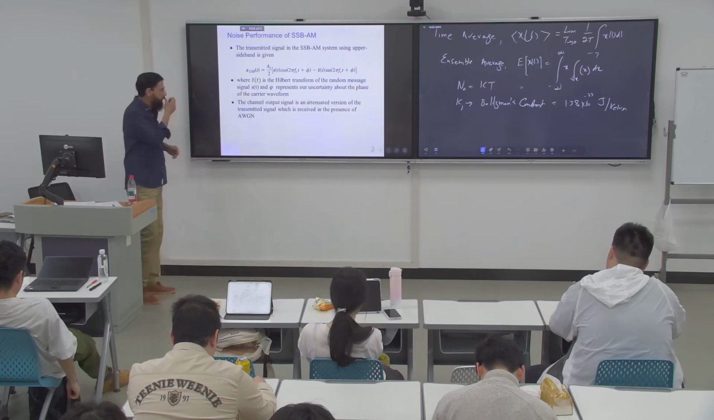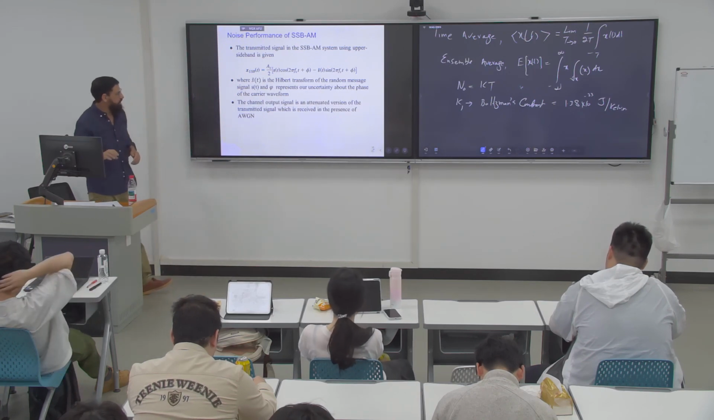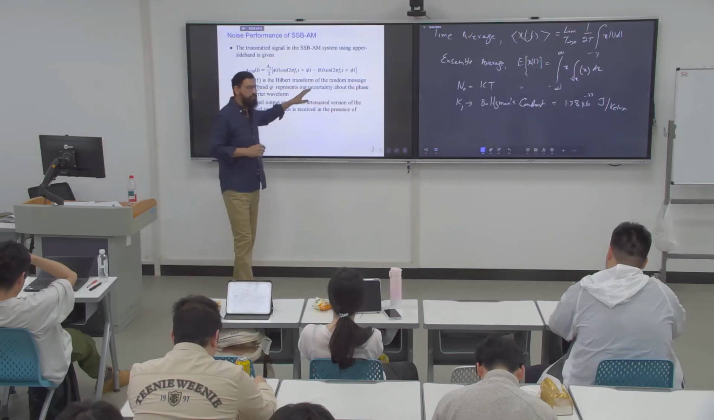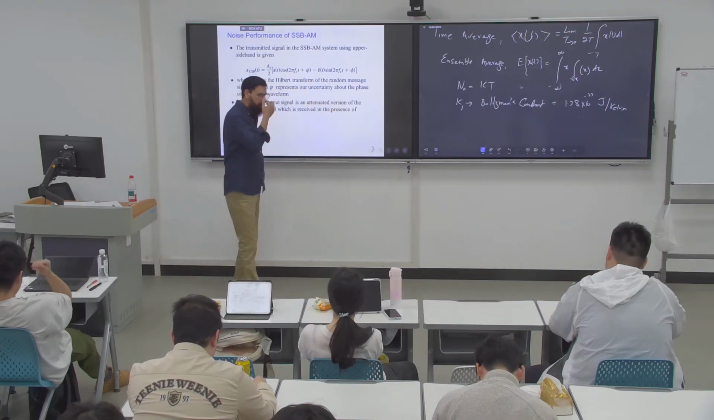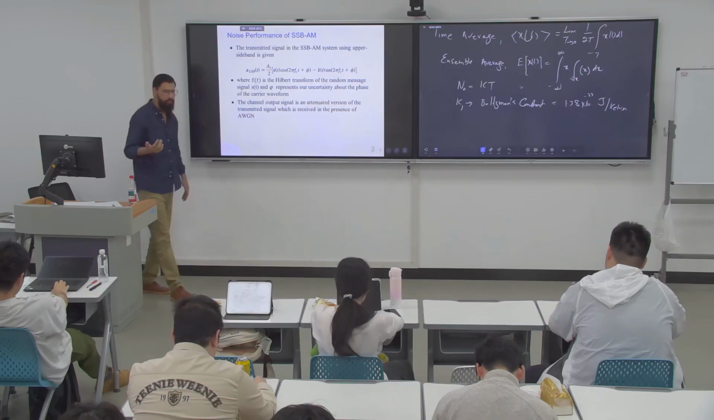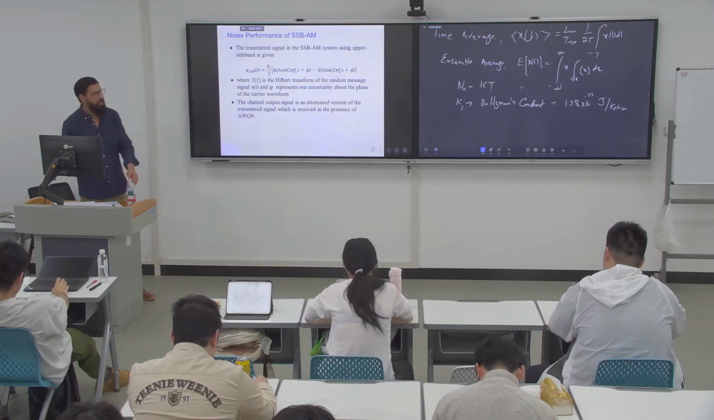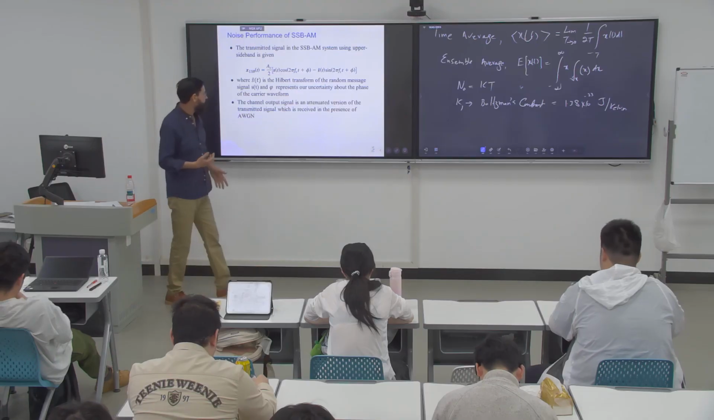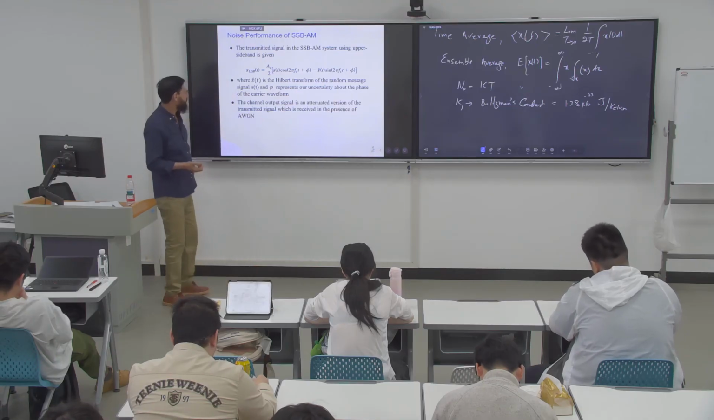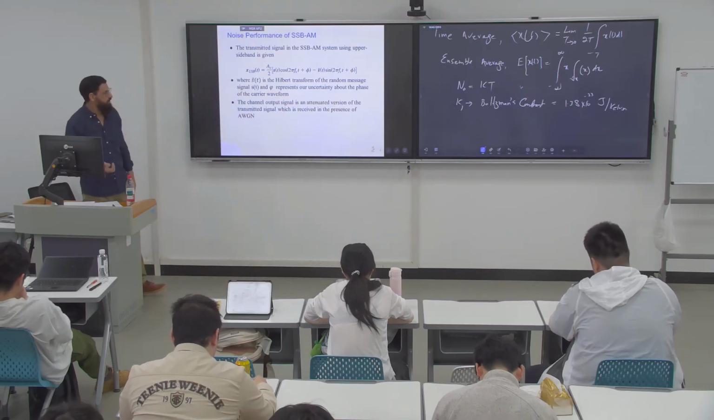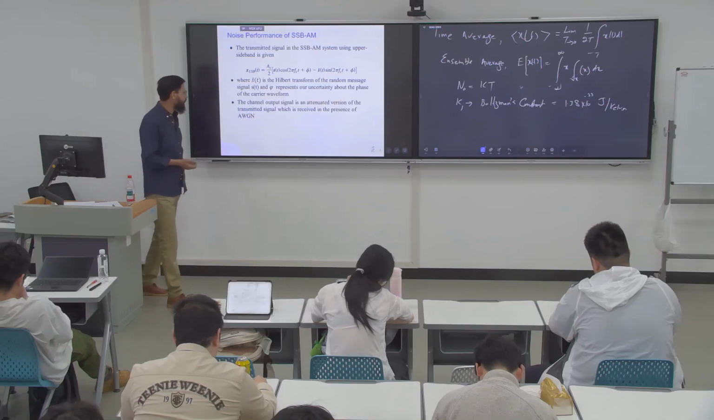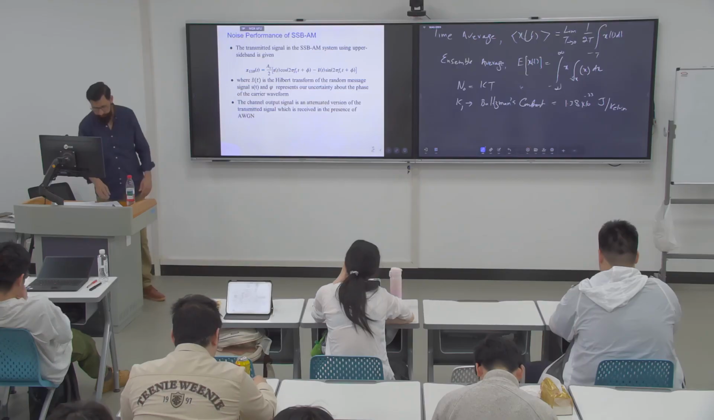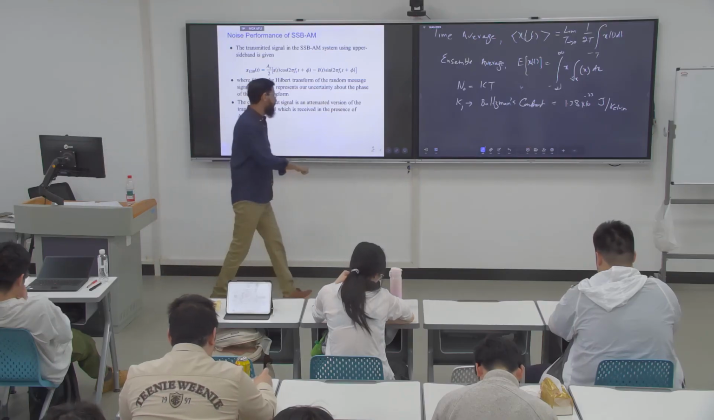The channel output signal: when we pass this single sideband signal through the channel, it will introduce some noise. That is additive white Gaussian noise. So the channel output signal is the attenuated version of the transmitted signal, received in the presence of AWGN.